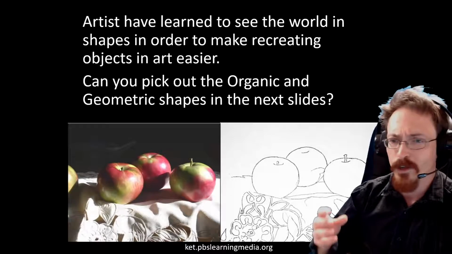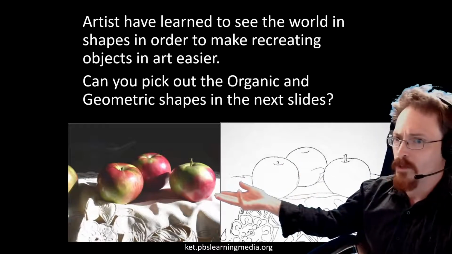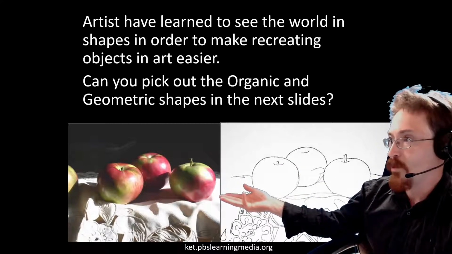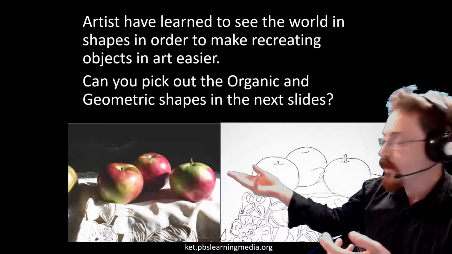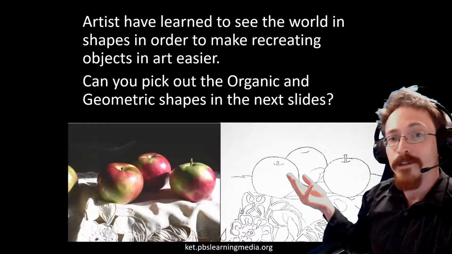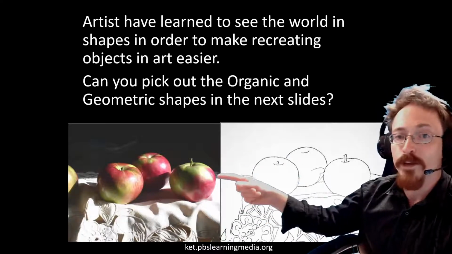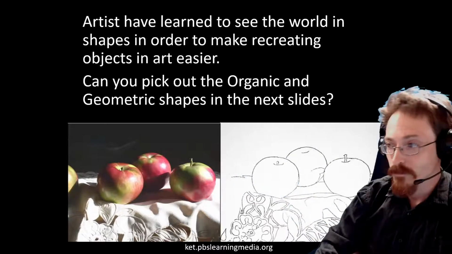You don't have to go straight into this artwork with the apples and expect it to look like an apple as soon as you start. You start with basic shapes, and then you build those up and make it into whatever you want to draw.